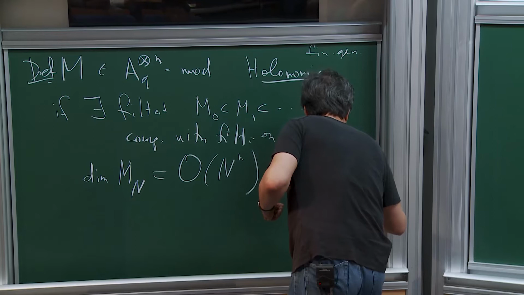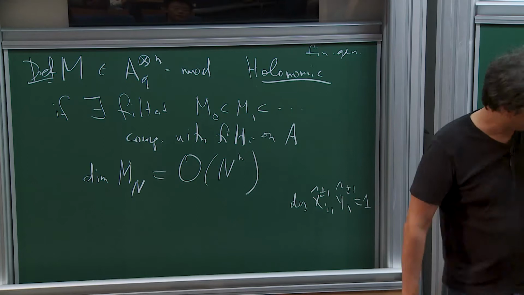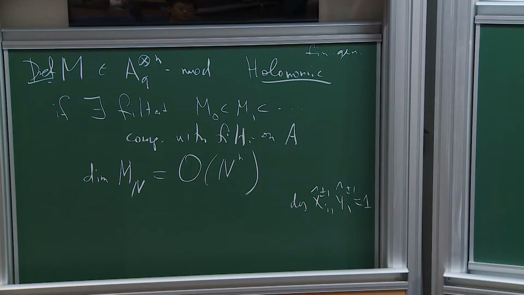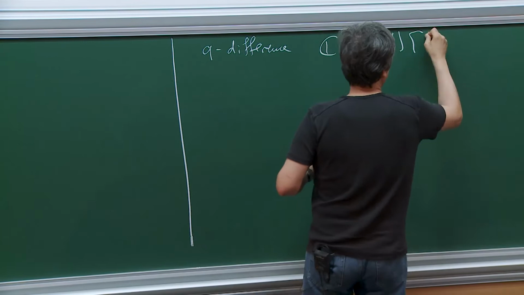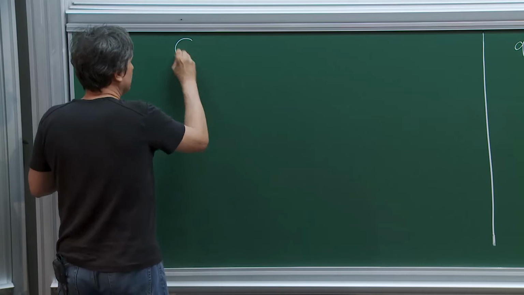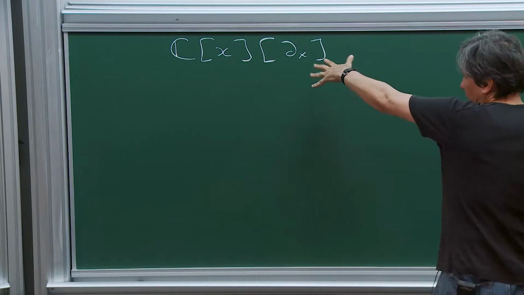Now I will first describe the case of n equal to 1, and I'll do it in parallel with differential equations. So we have q-difference equations, with this algebra A_q generated by x hat plus minus 1, y hat plus minus 1. And in usual differential equations, you do polynomial differential operators in one variable. And also this notion of filtration, and one can have a similar definition of holonomic module.